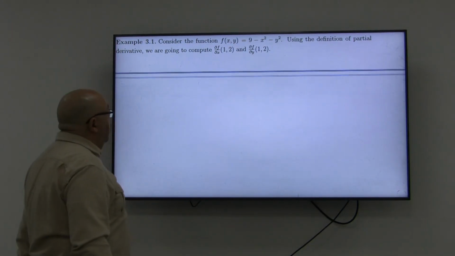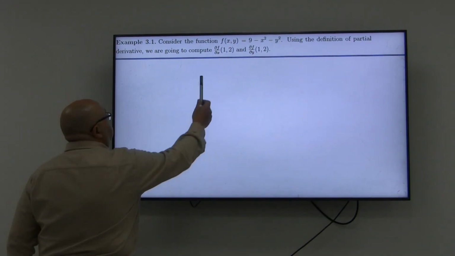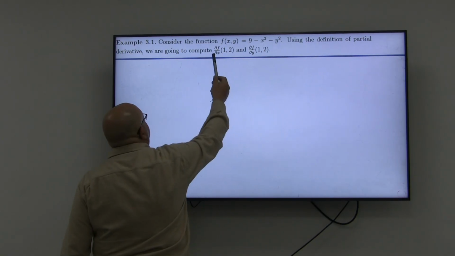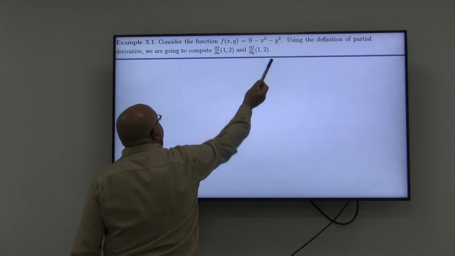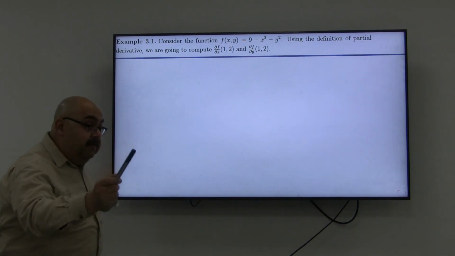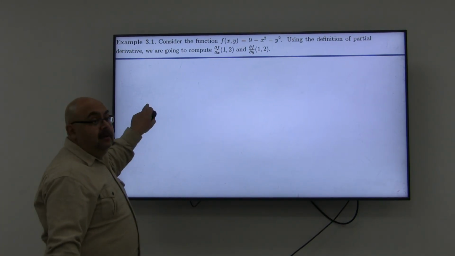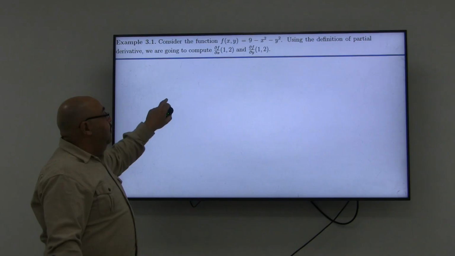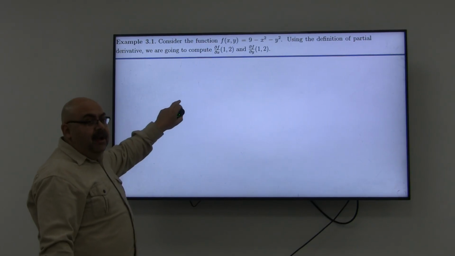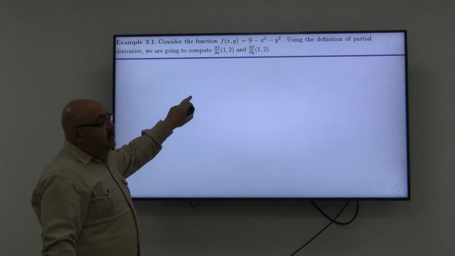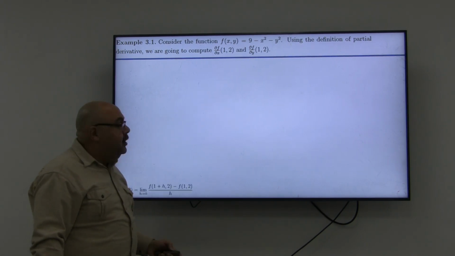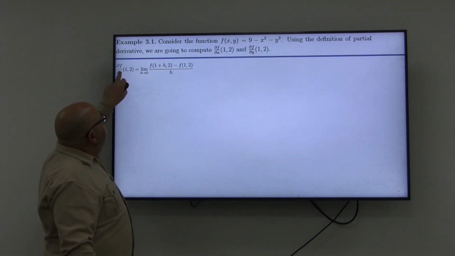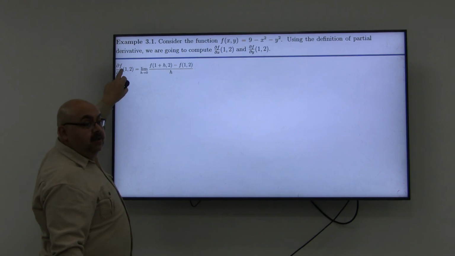Okay, so once more, I will need to find the first derivative of f with respect to x at 1 and 2, and the first derivative of f with respect to y at 1 and 2. Can you remember the law? Limit as h tends to 0 of f of a plus h, b minus f of a, b divided by h. Right?